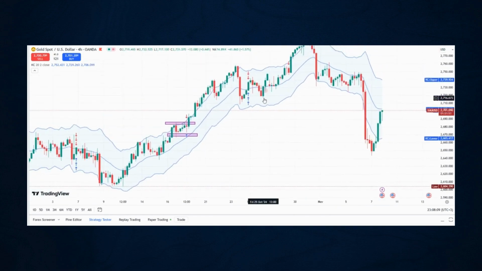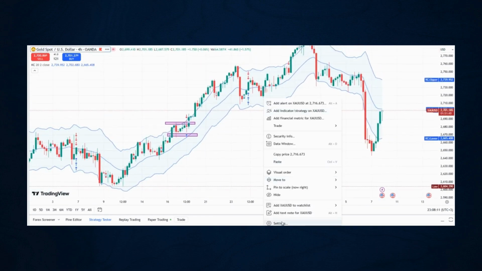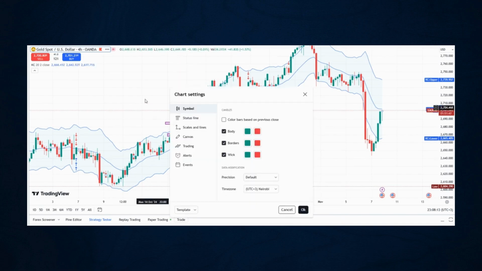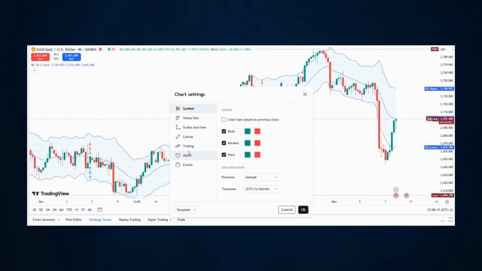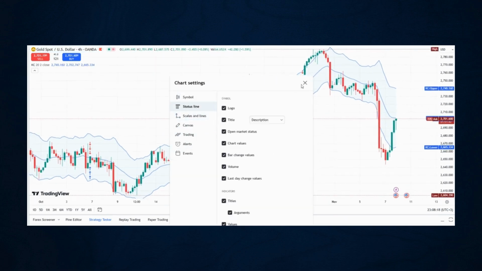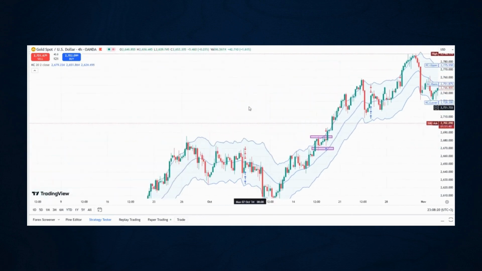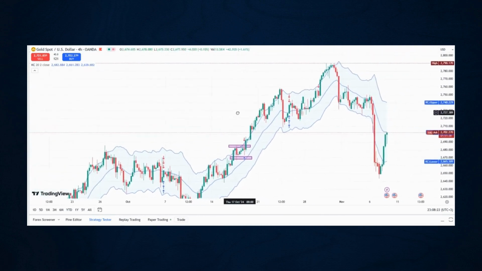The middle line, EMA, shows the trend direction. The upper and lower bands adjust based on market volatility, helping you see potential breakout or reversal zones. You can adjust the ATR multiplier to make the bands more or less sensitive, depending on your strategy.